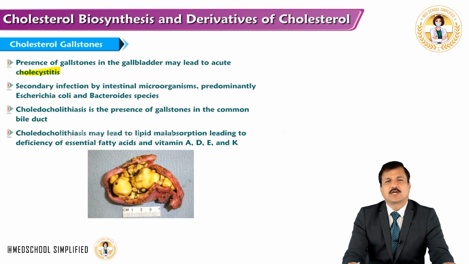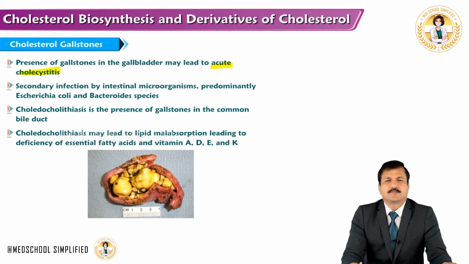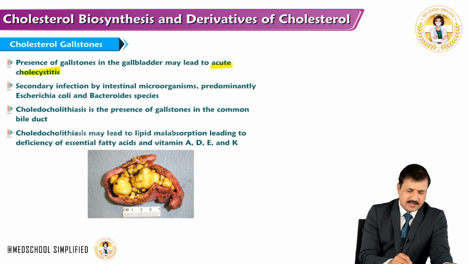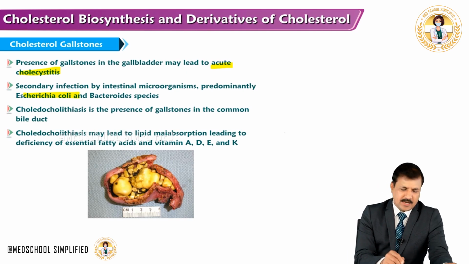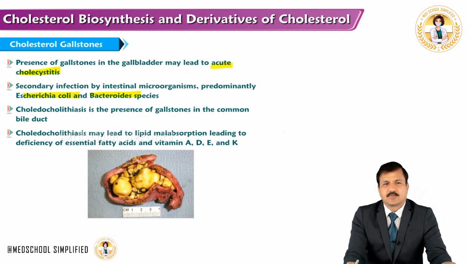The presence of gallstones in the gallbladder may lead to inflammation of the gallbladder, which is referred to as acute cholecystitis, and acute cholecystitis may present with referred pain to the right shoulder, severe pain, which is also accompanied by fever along with chills and rigors. A secondary bacterial infection may be associated with the cholecystitis, which can be because of E. coli or it can be anaerobic bacteroides.